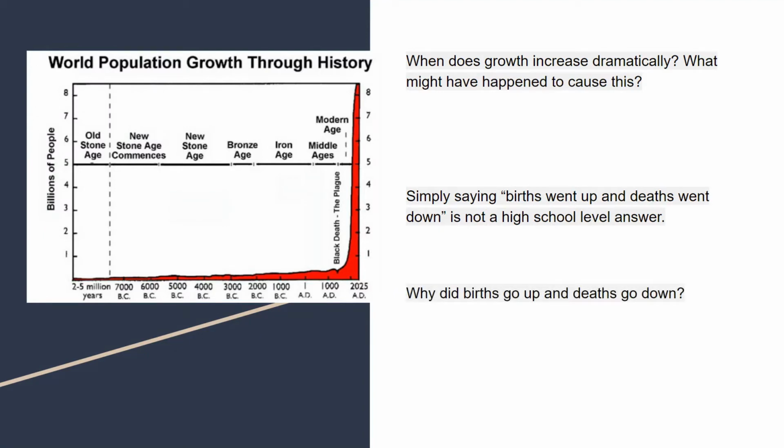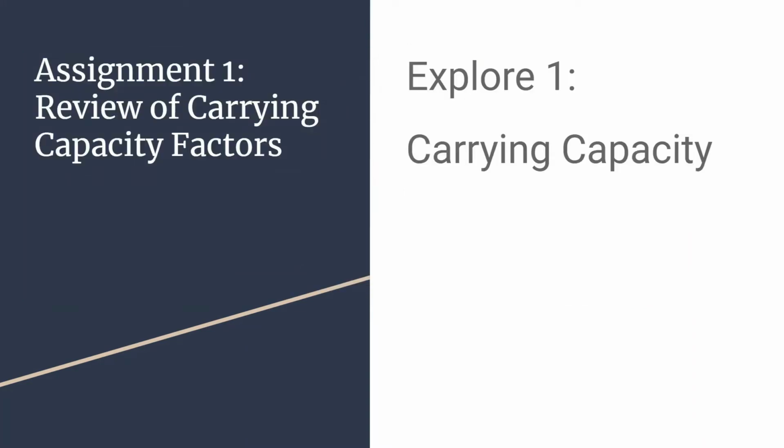So why did births go up? More infants survived. The hospital systems were better. Deaths went down because there was less disease. People didn't die of as many things as easily.